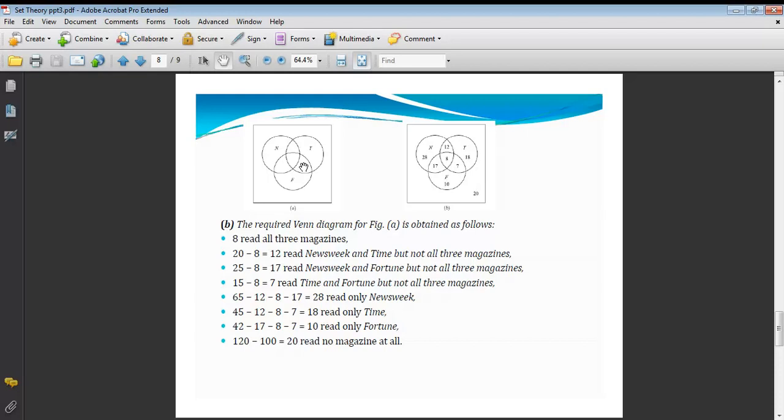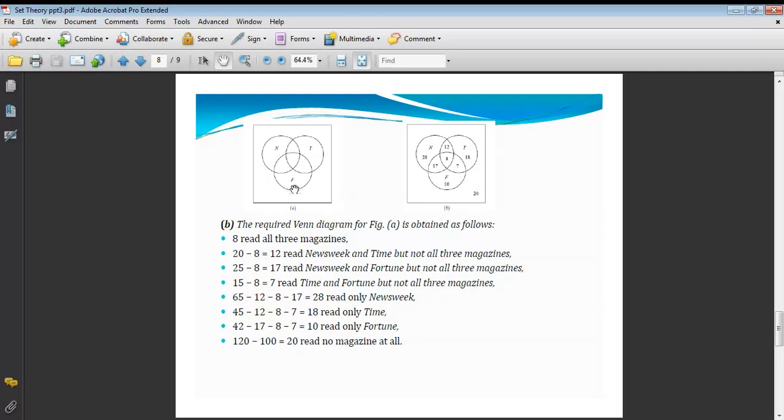For Newsweek and Times, those people who read Newsweek and Times but not the third one. So Newsweek and Times is 20 minus the common part. So 20 minus 8, that means they are 12. So 12 read Newsweek and Times, but not all three.